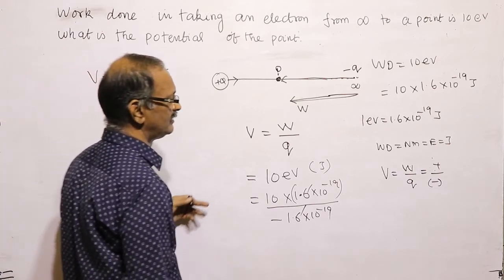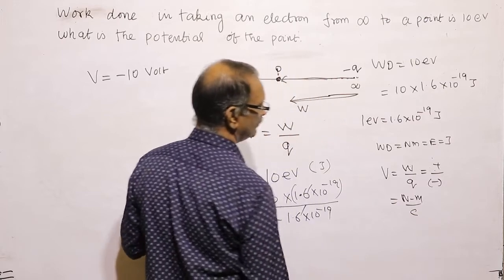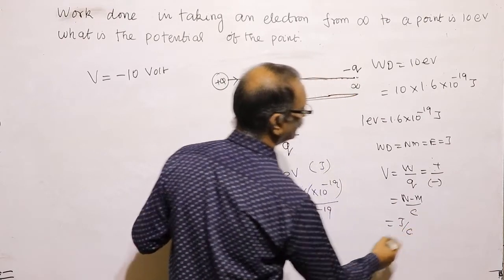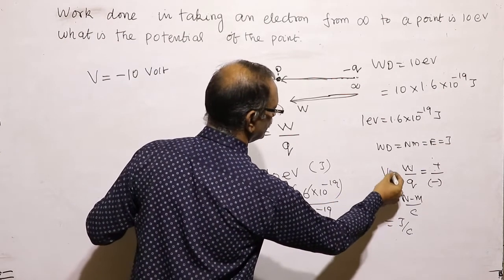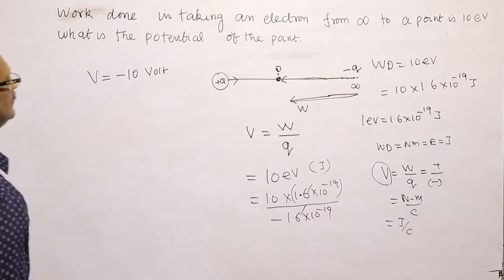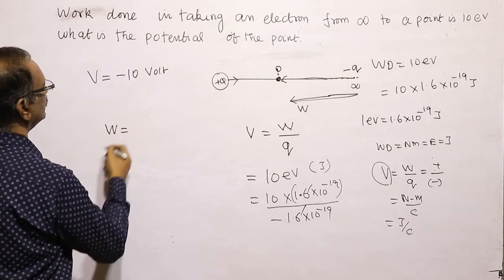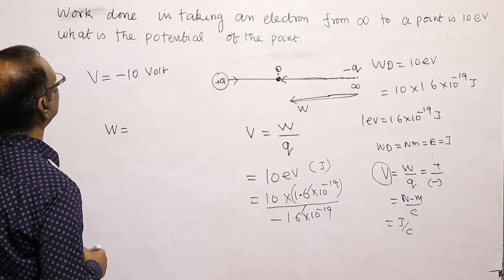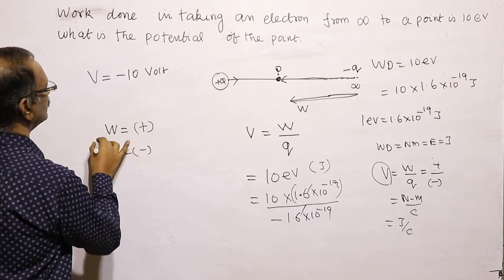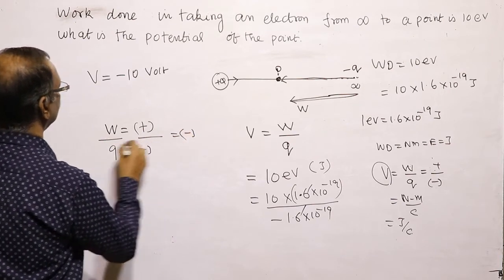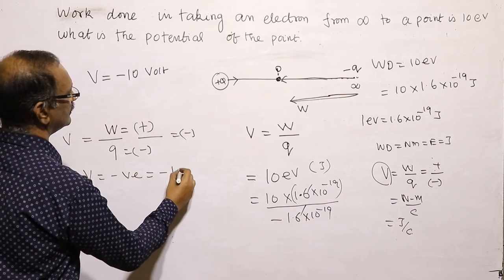Potential can be written as work done, which is Newton meter, where charge is in coulomb, or we can write joules per coulomb. So unit of potential is volt. He is asking potential. See here, W is positive value and charge is negative value. So W by Q is negative, which is equal to potential. So potential is equal to negative value, which is equal to minus 10 volt.